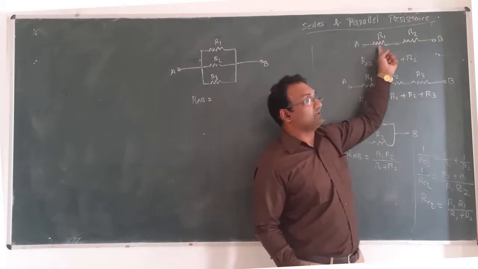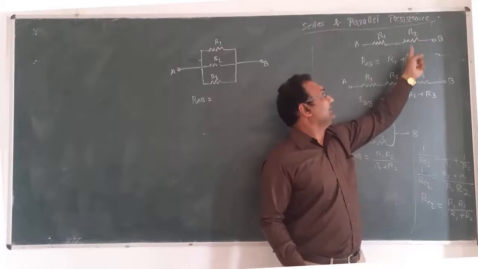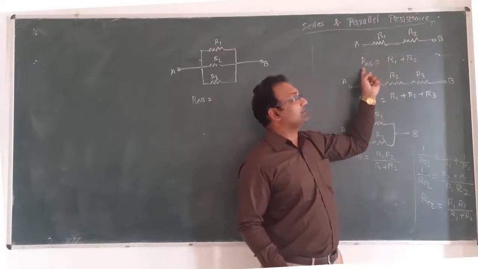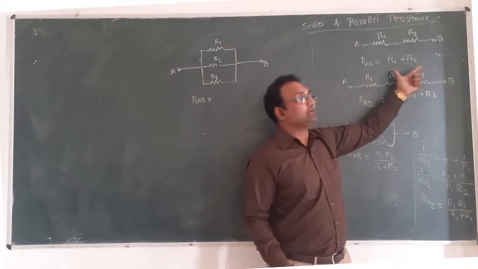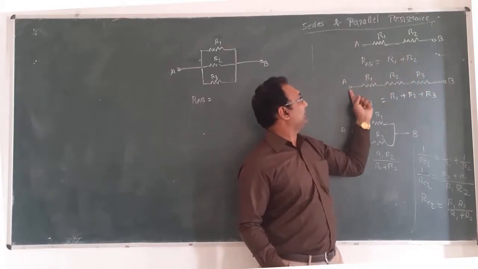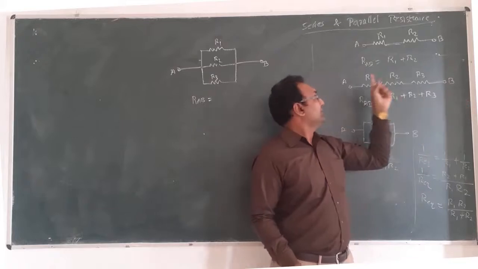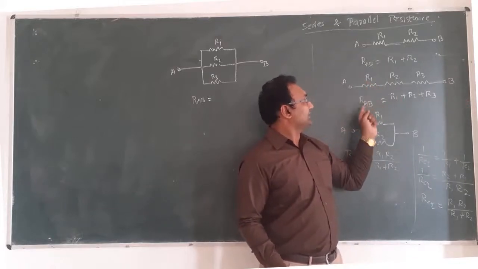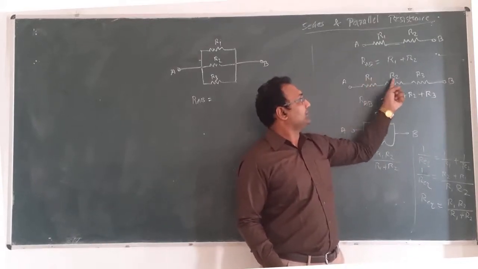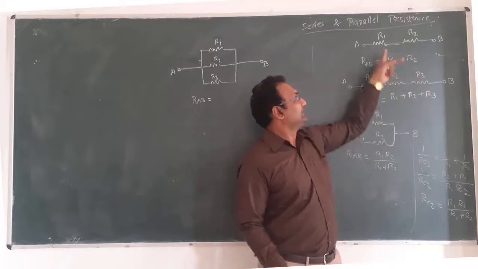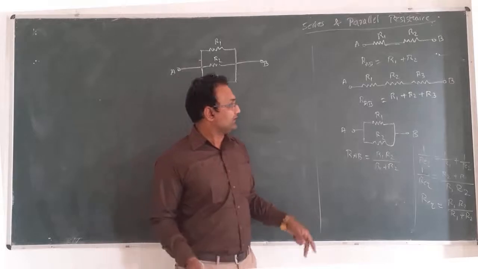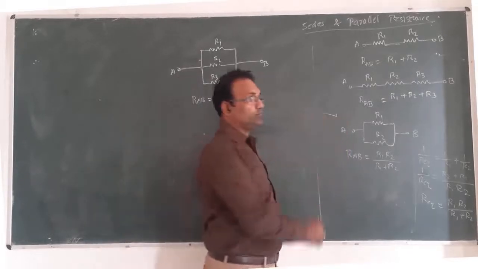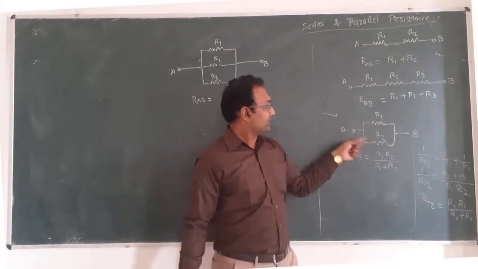So if two resistances are connected in series, their equivalent resistance between points A and B will be R1 plus R2. If we consider three resistances connected between the two points A and B, then their equivalent resistance will be R1 plus R2 plus R3. So series combination of resistances is very simple. Now we take the parallel combination of two resistances here onwards, right?